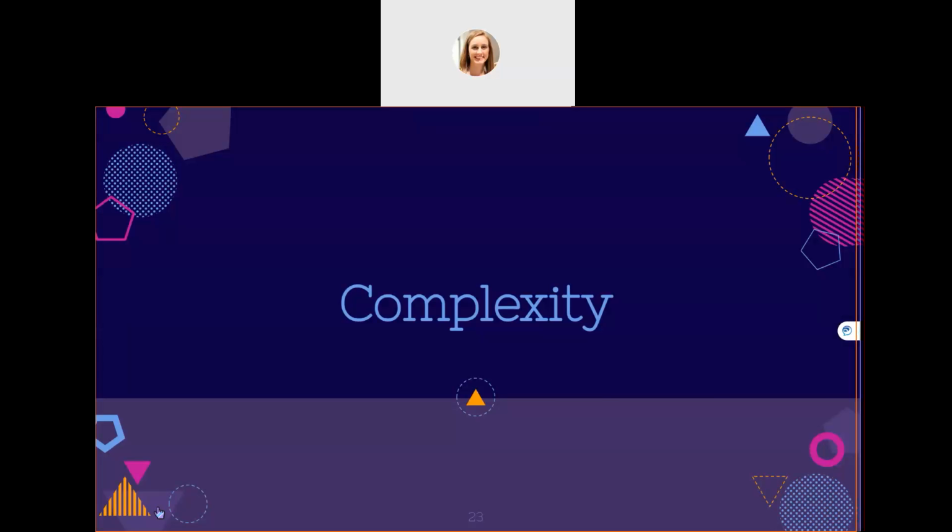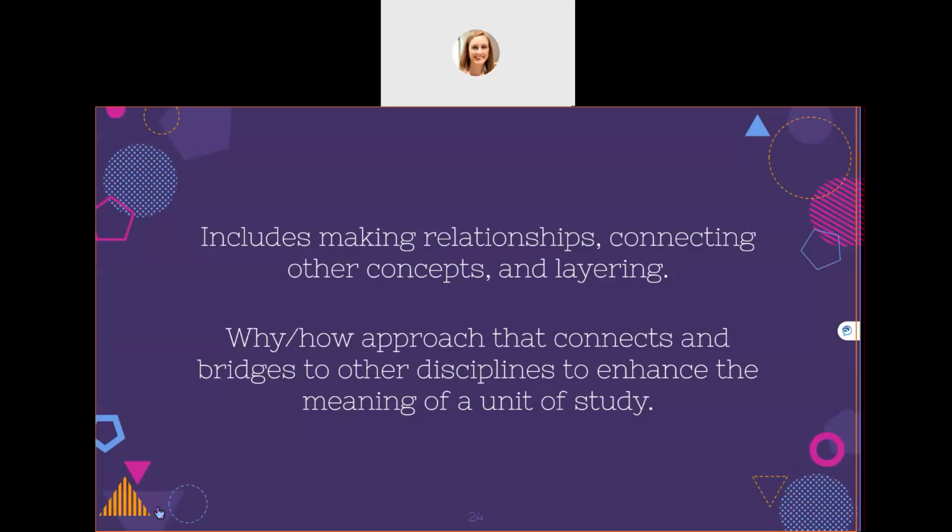So now that we've looked at the icons of depth, now we're going to switch and look at the icons of complexity. And remember, there's only 3 icons of complexity. And these icons focus on helping students make connections and see relationships. So complexity includes making relationships, connecting other concepts, and layering. Complexity is the why and how approach that connects and bridges to other disciplines and enhances the meaning of a unit of study.